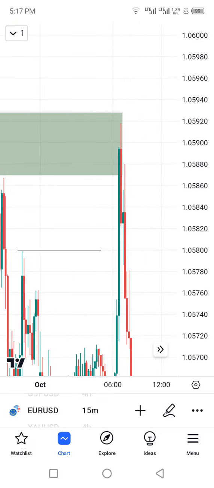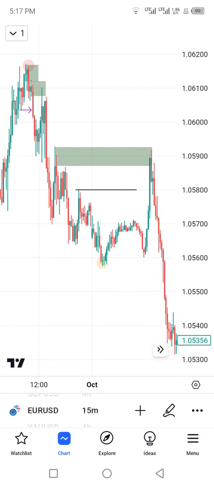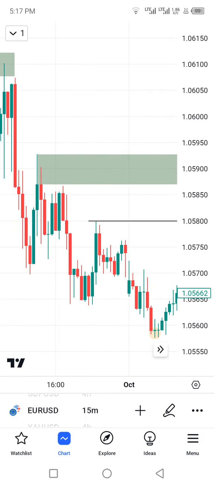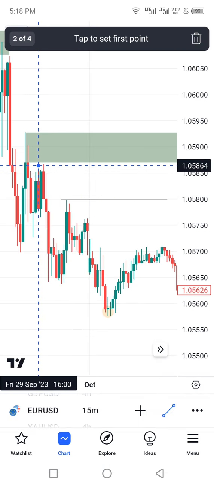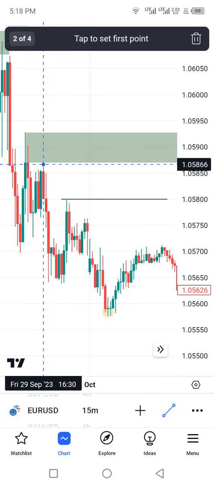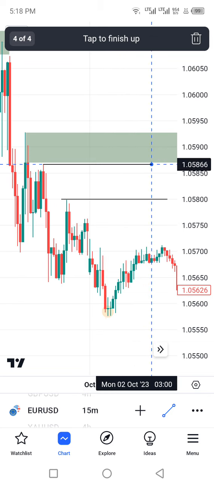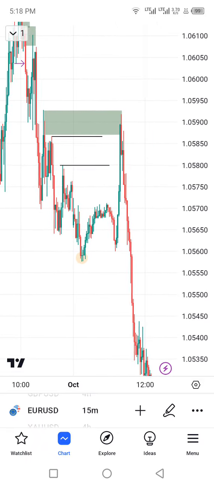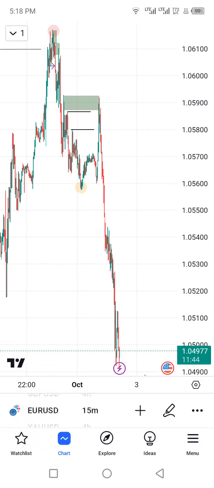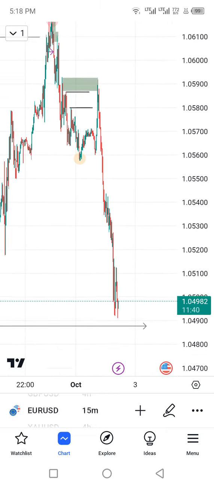Then we see that the market came and tapped it very well. If you're familiar with what we call engineering liquidity, then you can mark this point as engineering liquidity. Engineering liquidity is more like inducement, but it's the closest pullback to your point of interest. So we see that the market tapped our order block and ran very well.